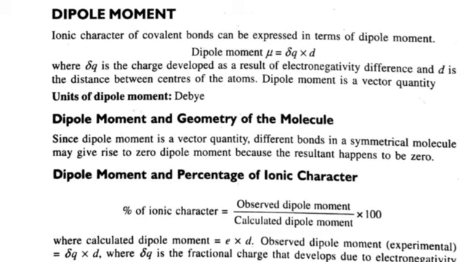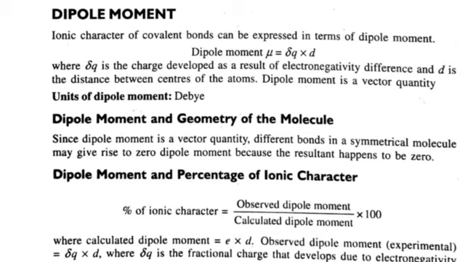What are the units of dipole moment? Can you tell me? It is the Debye, and I hope everybody knows the value of the Debye: 3.33564 into 10 to the power minus 30 coulomb meter. That's a Debye.